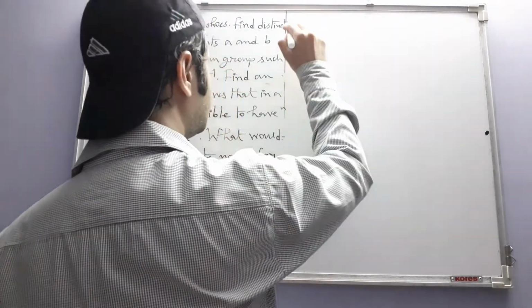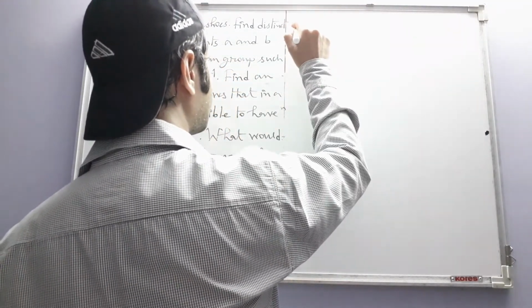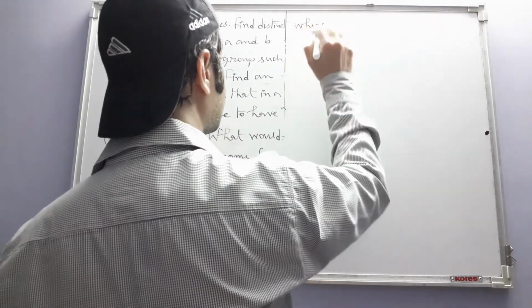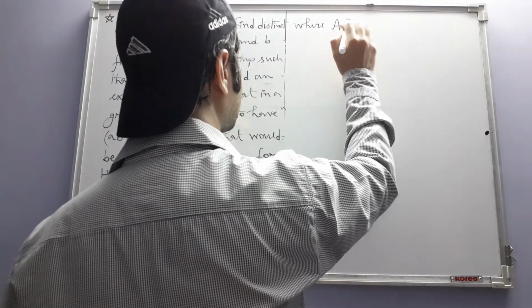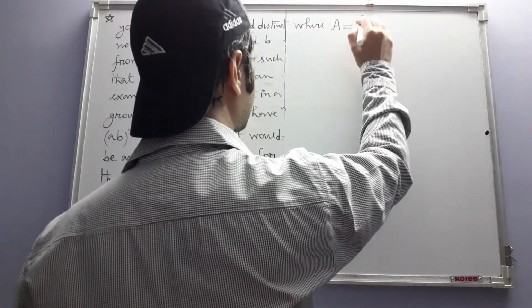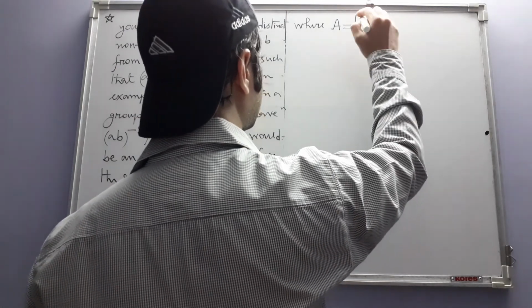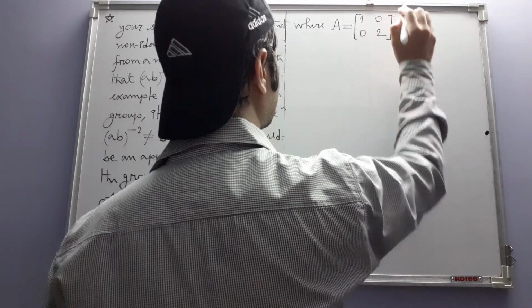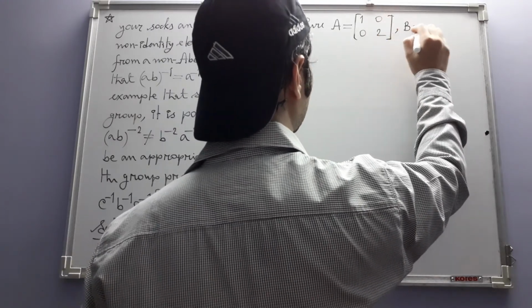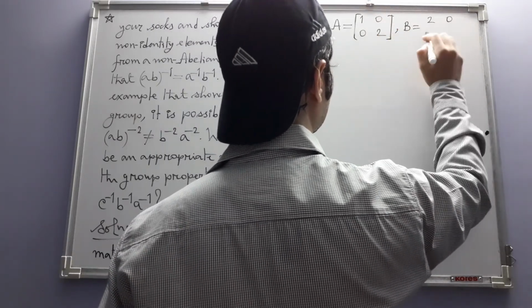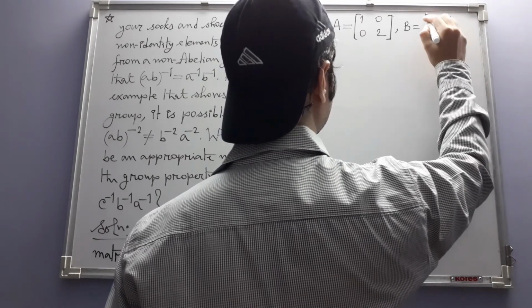Where A is equal to [[1, 0], [0, 2]] and B is equal to [[2, 0], [0, 3]].